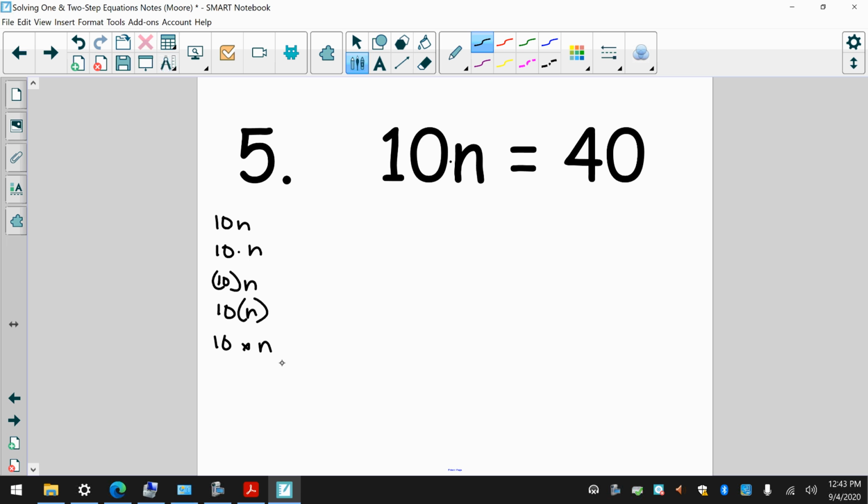Now, how do we get rid of the 10? We're going to do the opposite operation, and we're going to divide both sides by 10. 10 divided by 10 is 1, so we just have 1n. 1 times n is n. 40 divided by 10 is 4. Let's check that. 10 times 4 is 40.